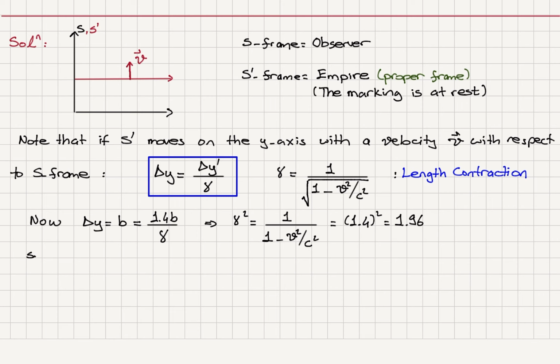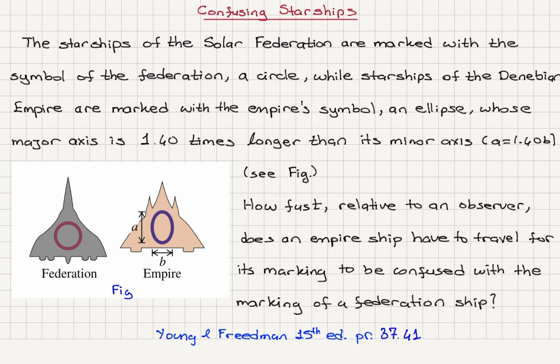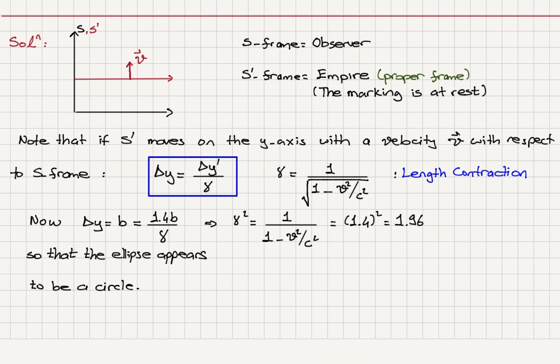This is because I want the ellipse to appear to be a circle. The length contraction is only on the y-axis because the relative motion is on the y-axis. For the lengths measured on the x-axis, they will be measuring the same thing, that's b. But for the y-axis, one is measuring the proper length a, the other one will be measuring also b, length contracted.